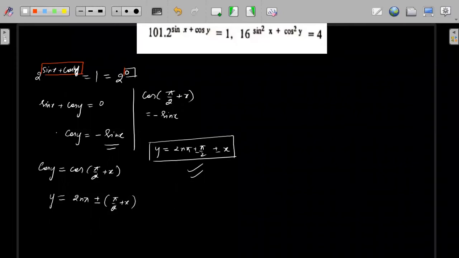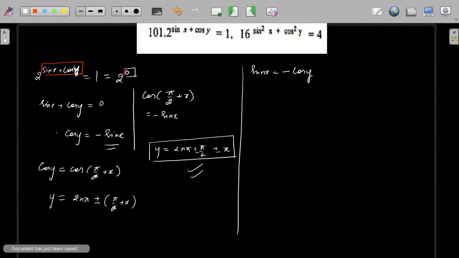Okay, how to write in terms of x? Suppose you have taken sin x is equal to minus of cos y. I will try to write minus cos y in terms of sin x. So when will you get minus of cos y? In the first quadrant it cannot be, in the second quadrant it cannot be, so this will be in the fourth or third quadrant, right?